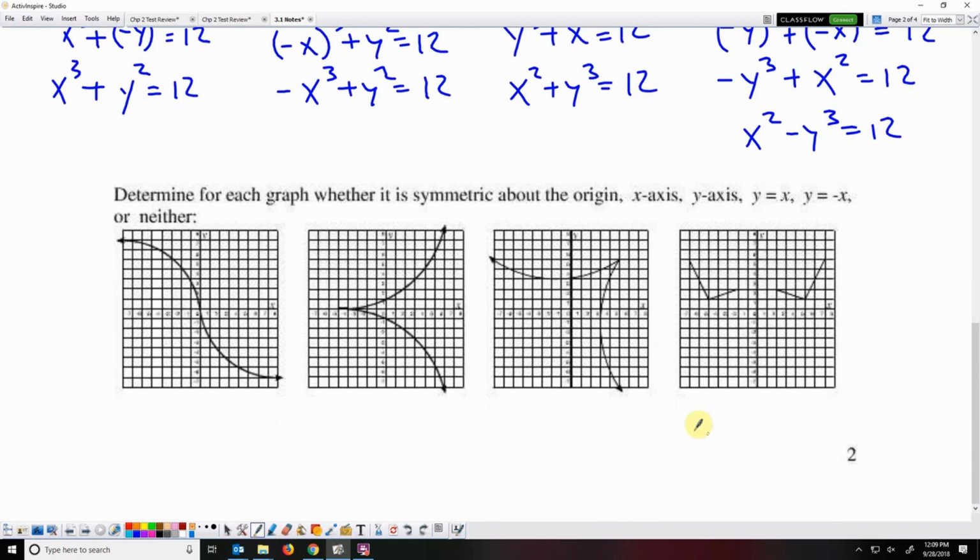And last, determine for each graph whether it is symmetric about the origin, x-axis, y-axis, y equals x, y equals negative x, or none of those. So this one right here does not have a line of symmetry, but I could rotate it 180 degrees about the origin, and it would fall right back onto itself. So I would say this has symmetry about the origin. And don't forget that has a special name that we had on the first page. That is called an odd function if it has symmetry about the origin.